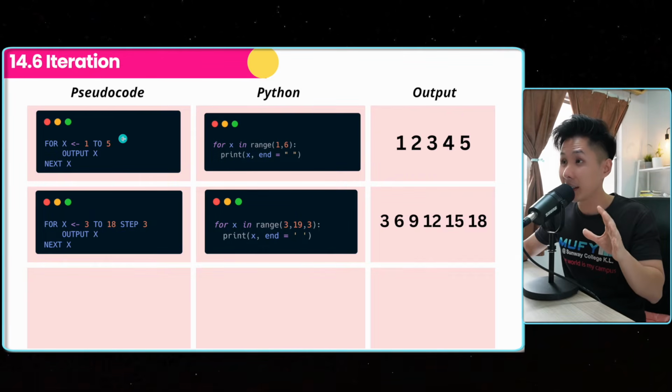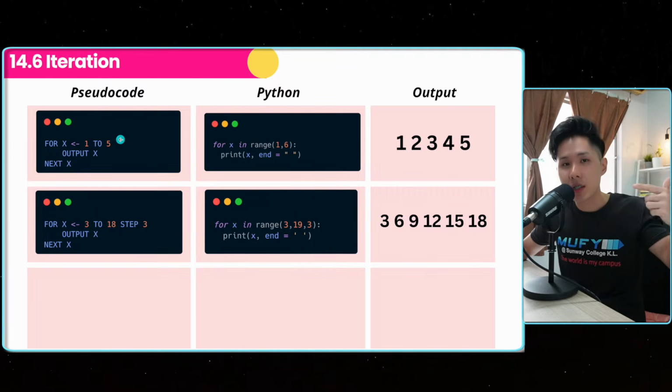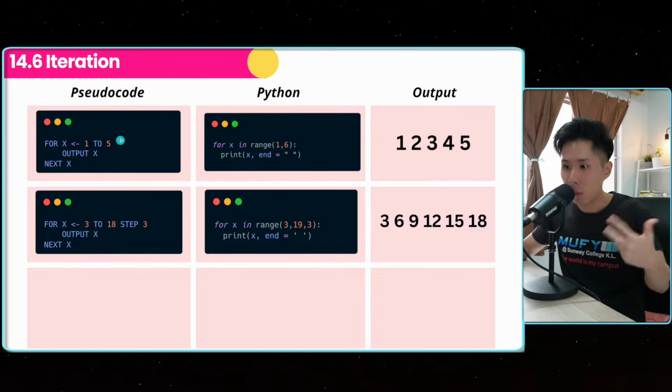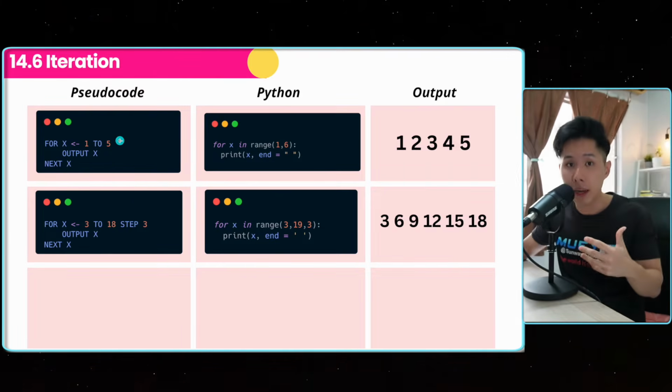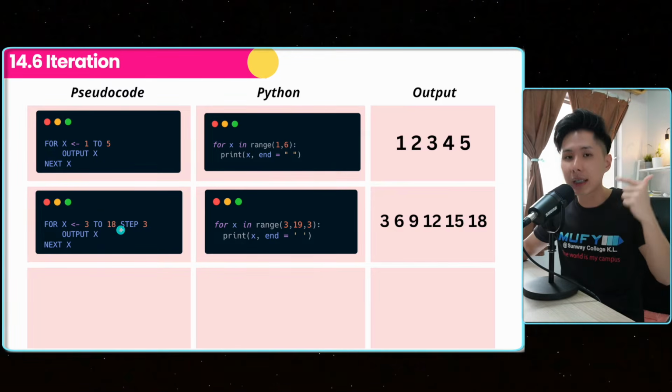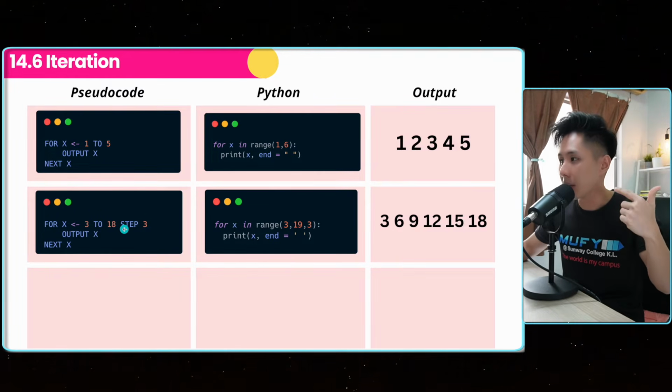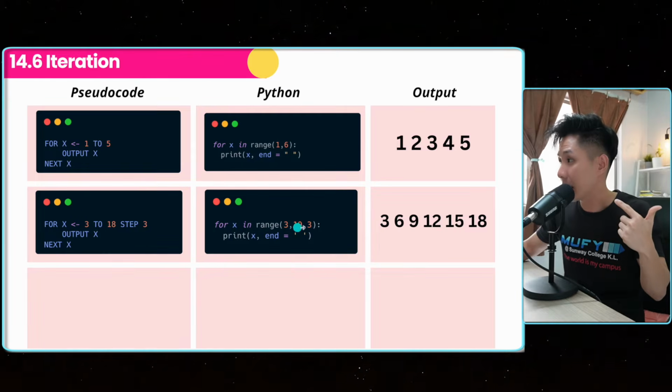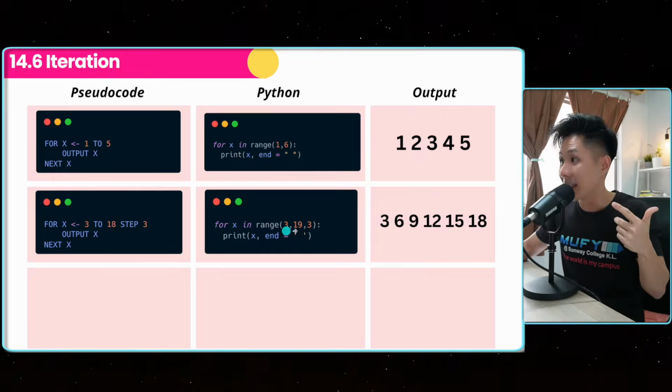So what if I have a step? In the previous example, in every iteration, x will be incremented by 1. But what if I don't want it to be incremented by 1? I can use a step, step 3, meaning every time it goes through, increment it by 3. So you can see that first I print 3, followed by 6, 9, until 18. 19 is not inclusive.